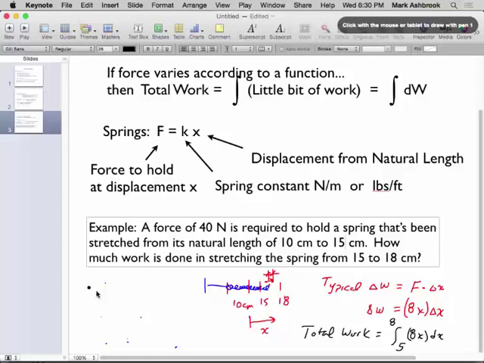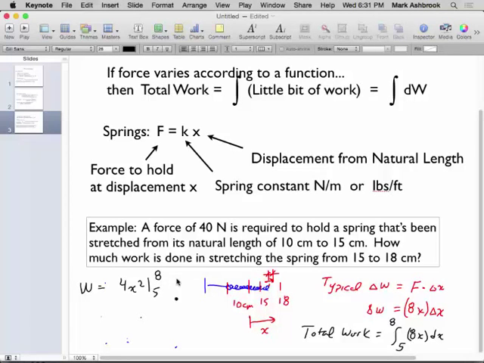So it's going to be 4x squared from 5 to 8. And so that's going to be 64 times 4 minus 100. Is that 156? So what are our units? Our units of work would be force times distance, or newtons times centimeters.